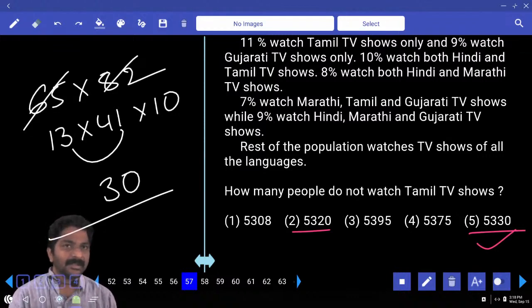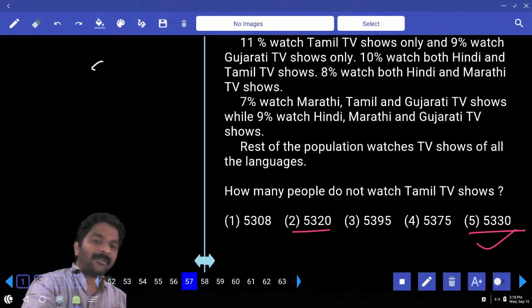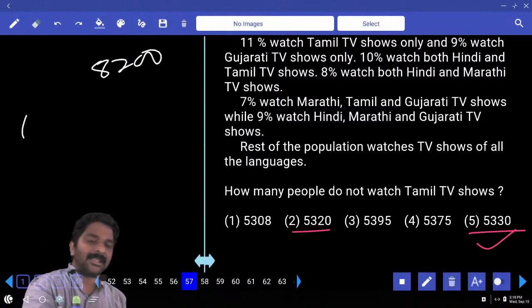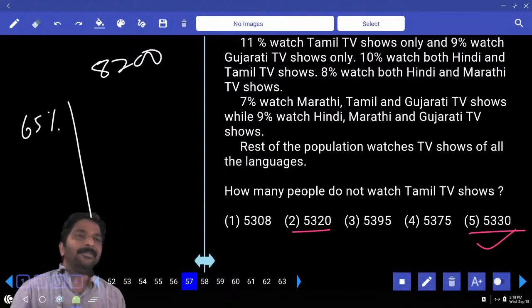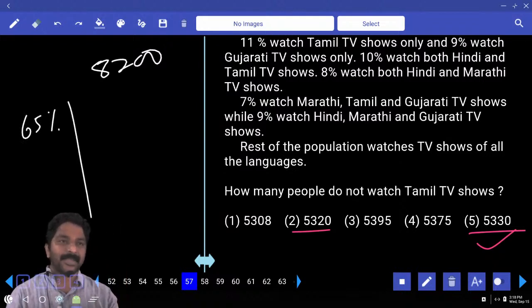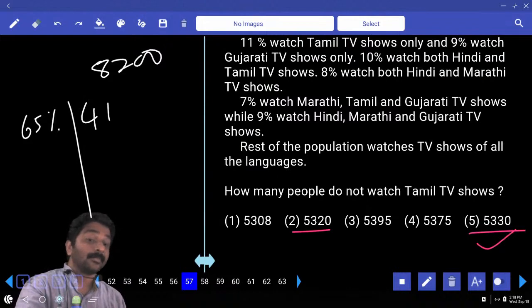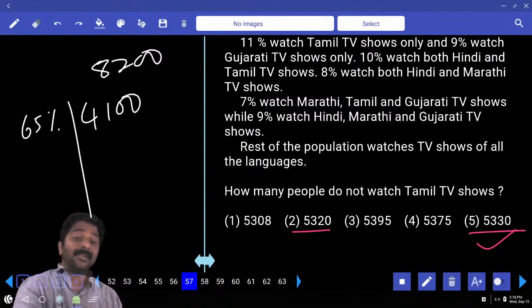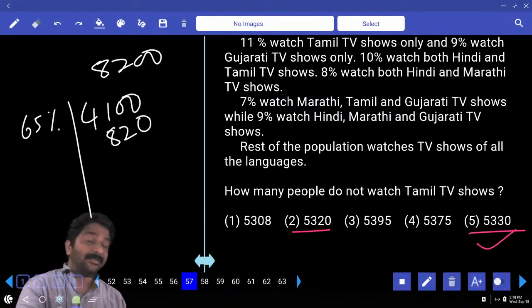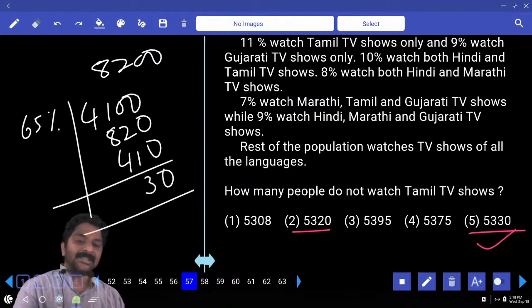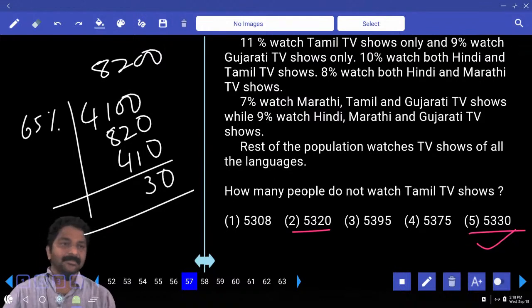You understand? Did you get this point? Otherwise, out of 8,200, to calculate 65%: 50% plus 10% plus 5%. 50% is 4,100. 10% is 820. 5% is 410. Last 2 digits, 30. Fifth option.